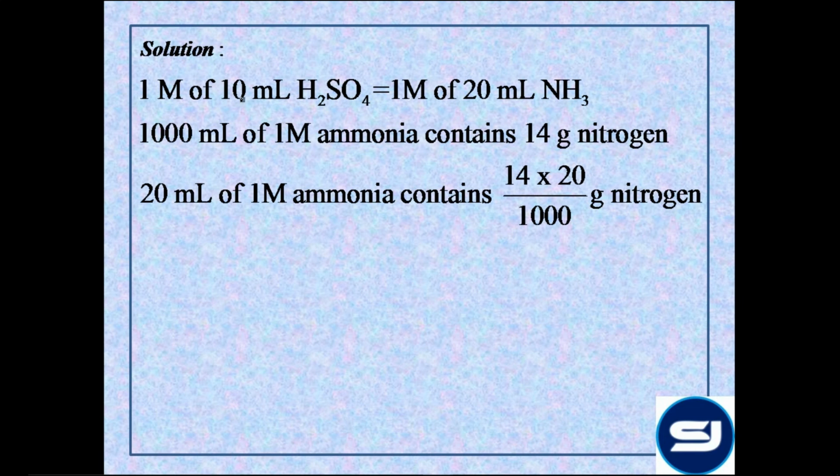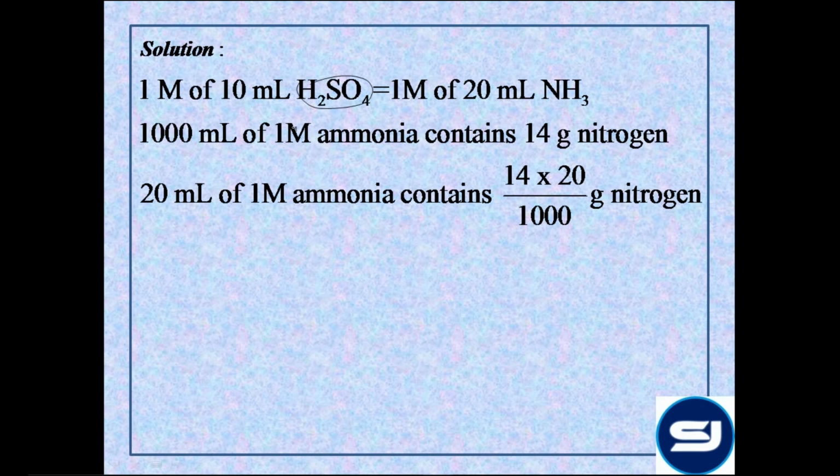1 molar of 10 ml H2SO4 will be equivalent to 1 molar of 20 ml ammonia. Why? Because sulfuric acid is a dibasic acid. So 10 ml sulfuric acid would be equivalent to 20 ml of ammonia.